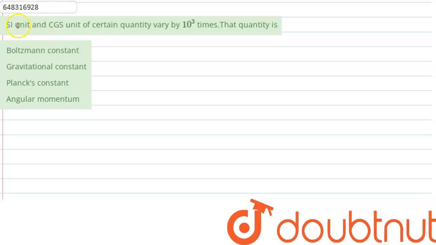Hello everyone, we have a question here. The question says the SI unit and CGS unit of a certain quantity vary by 10 to the power 3 times. That quantity is, so we have four quantities here: Boltzmann constant, that is Kb.